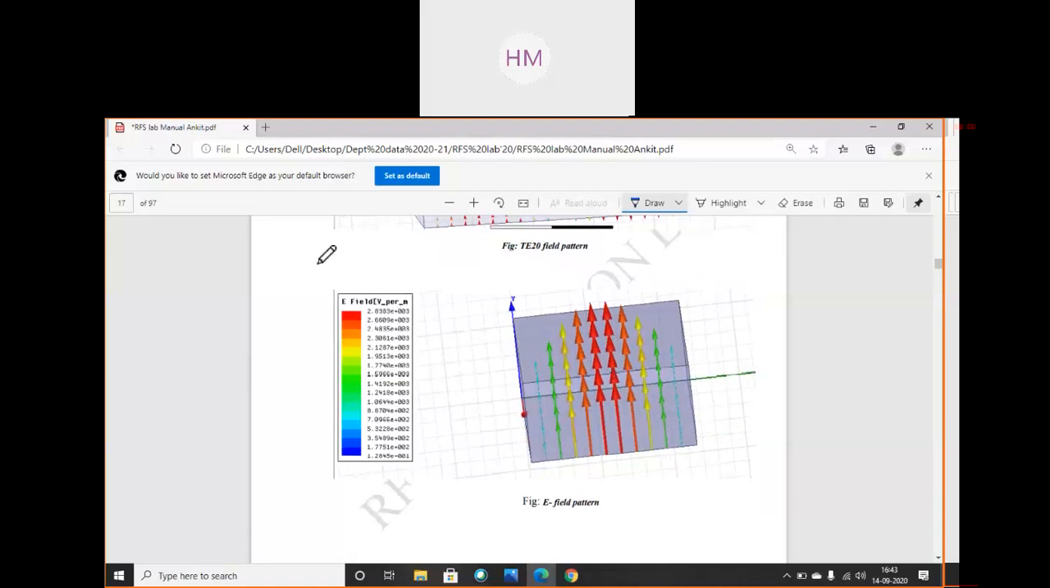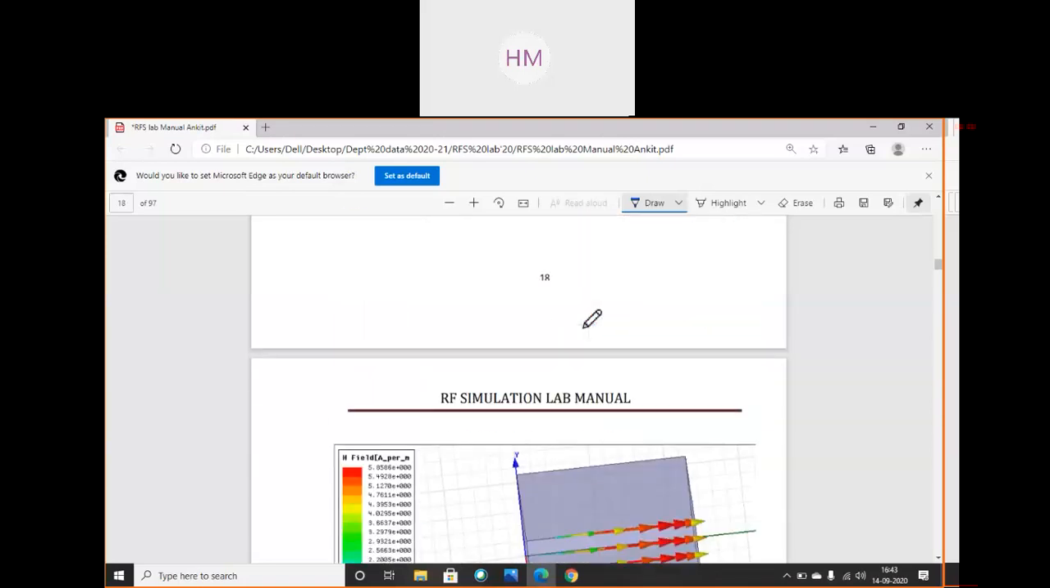Electric field intensity, this is the graph showing, this is the value showing volts per meter. Highest intensity is marked by colored red, then the intensity decreases by yellow, green and blue colors. So at the center I am having the maximum electric field intensity within the rectangular waveguide, and at the boundaries, at the corners, at the edges, the electric field intensity reduces. This is my E field pattern.